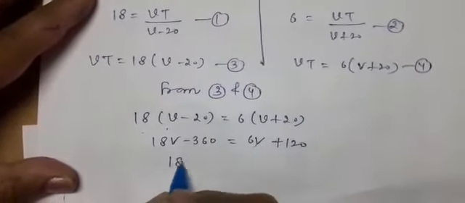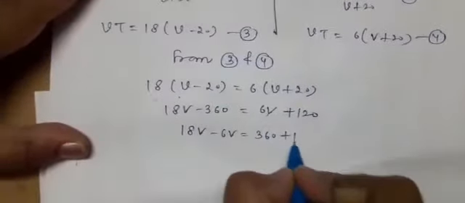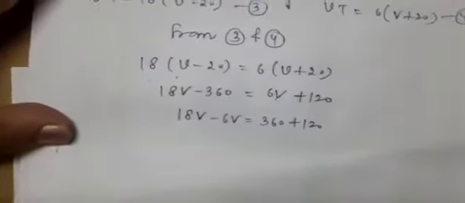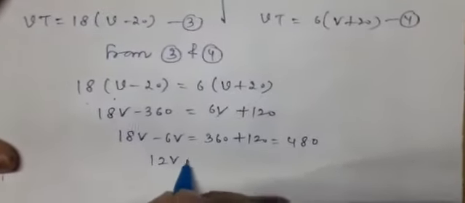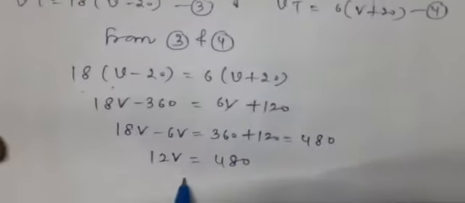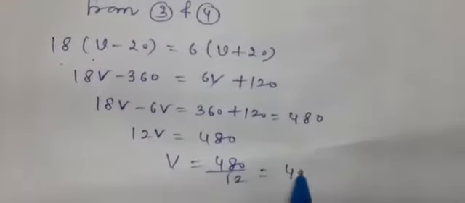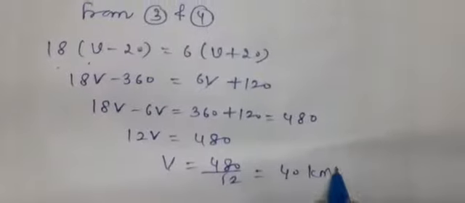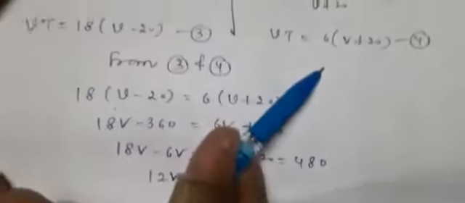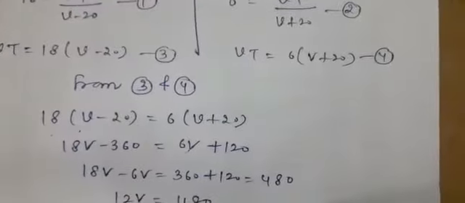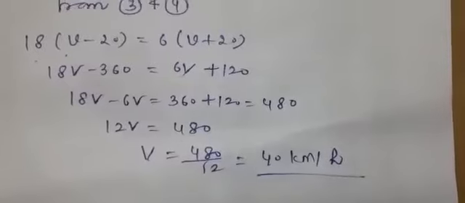So just rearrange and solve it. This is 360 plus 120. It will come out to be 480, and this is 12V equal to 480. So velocity will come out to be 40 kilometer per hour. What we have done is simply equate equations 3 and 4 and solve, and you get the velocity of each bus to be 40 kilometer per hour.